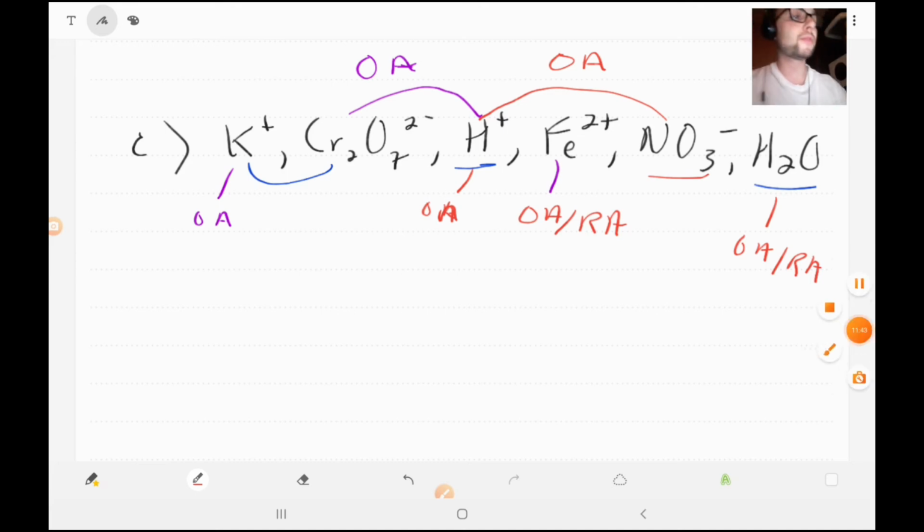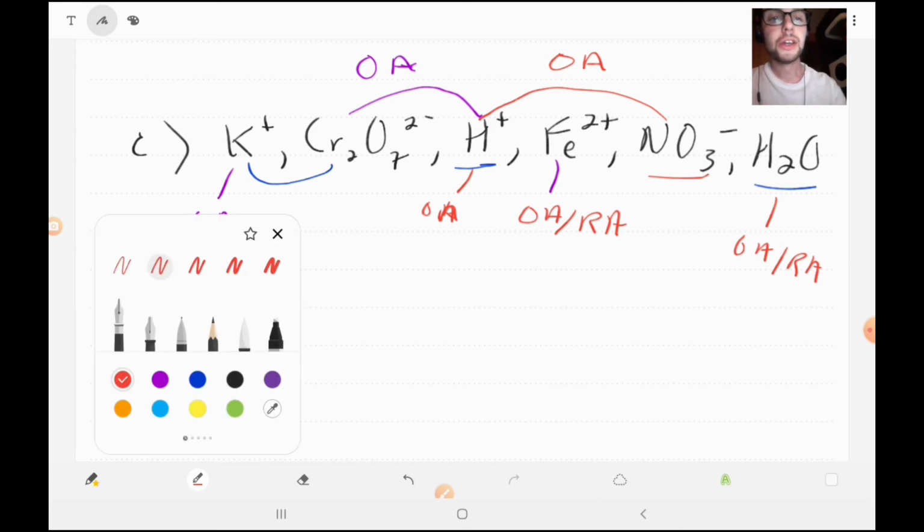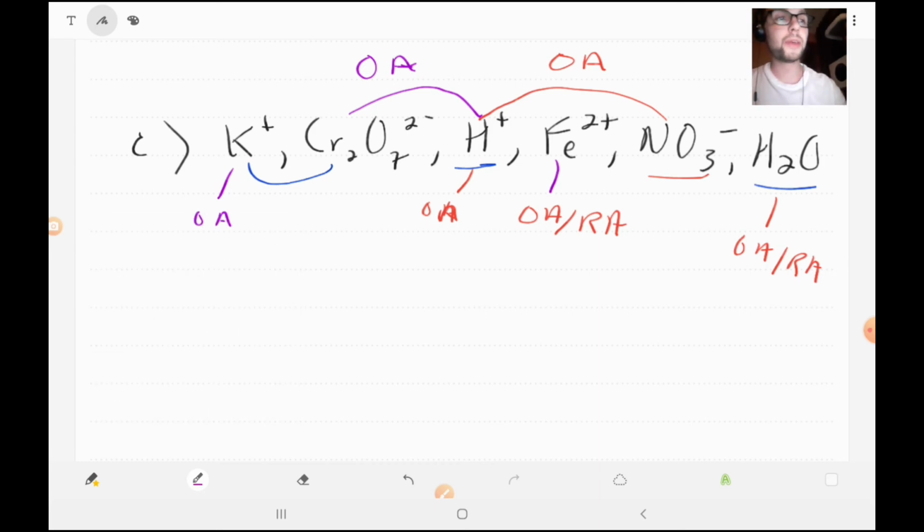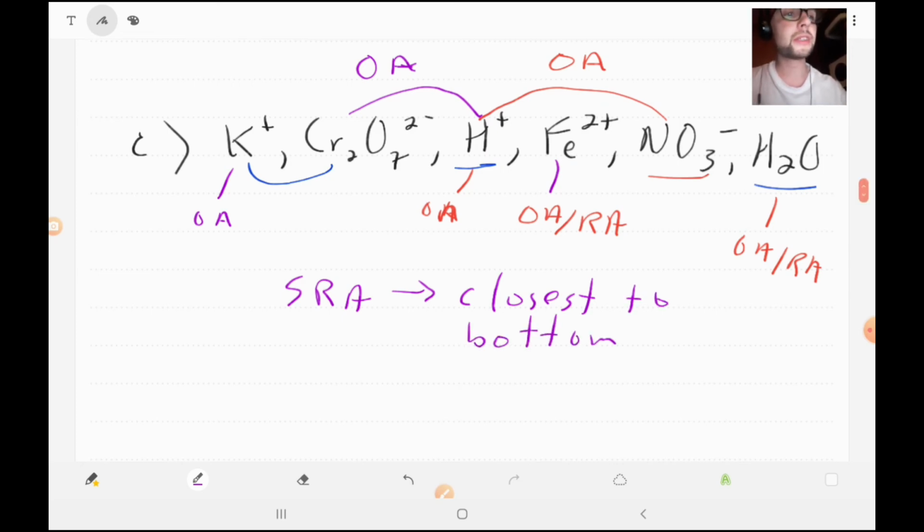Now, for this part, yes, there are several OAs and RAs, but all we really care about is the strongest one of each. Remember that when you're comparing between RAs, the strongest RA is always going to be closest to the bottom of the data booklet. And the strongest OA is going to be closest to the top. So I want you to pause the video and locate, between all of these, the SOA and the SRA.